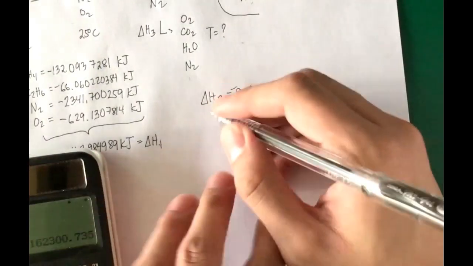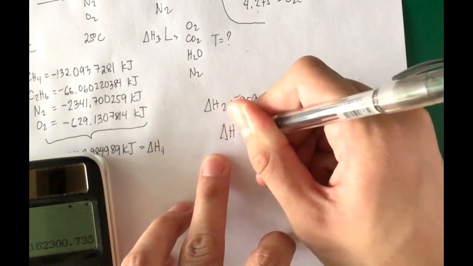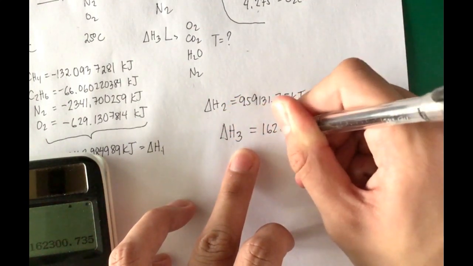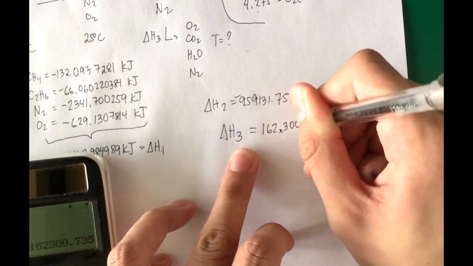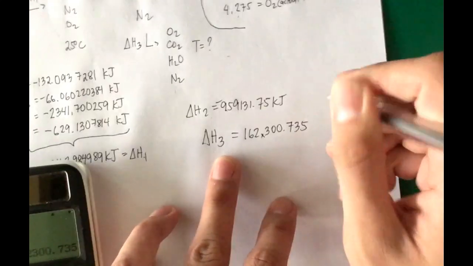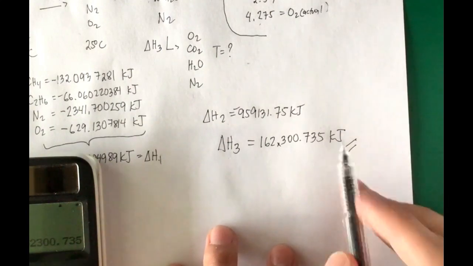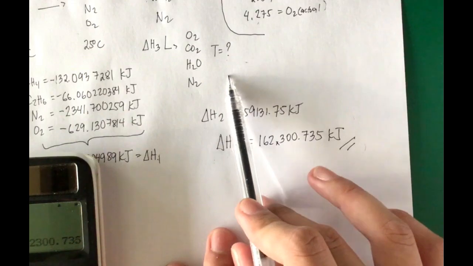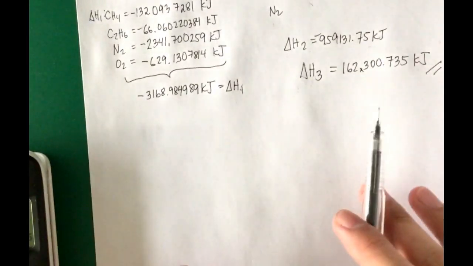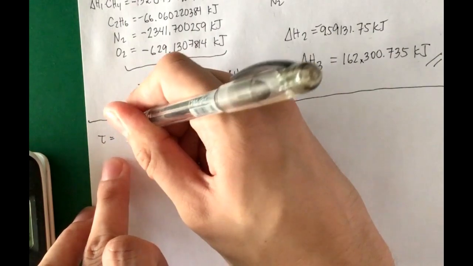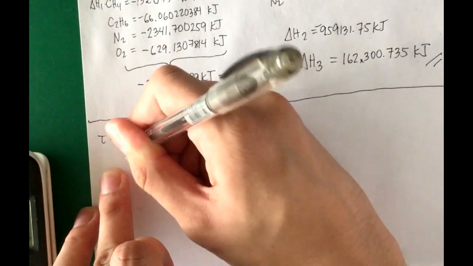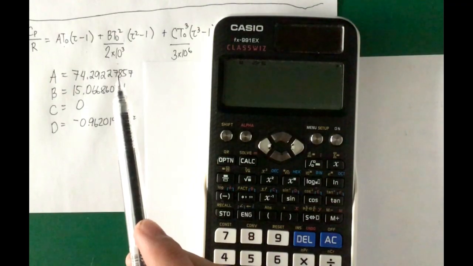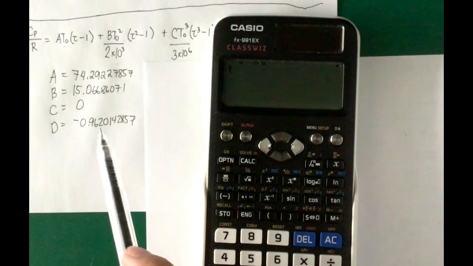So we know that our delta H3 rather is 162.3, sorry, 300.735 kilojoules. We already know delta H3, but we don't know the temperature yet. So we're going to use delta H2 to get the temperature. So let's write our overall equation. We're going to write tau as T over T naught. So we already got this equation here, as I did when I calculated for A, B, C, and D.